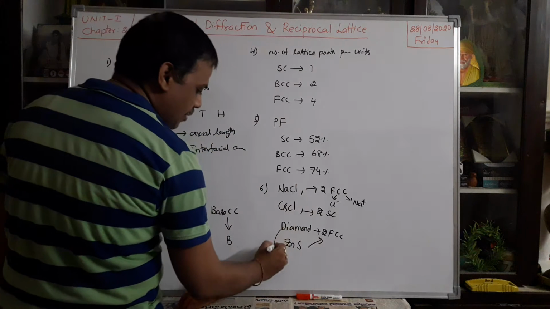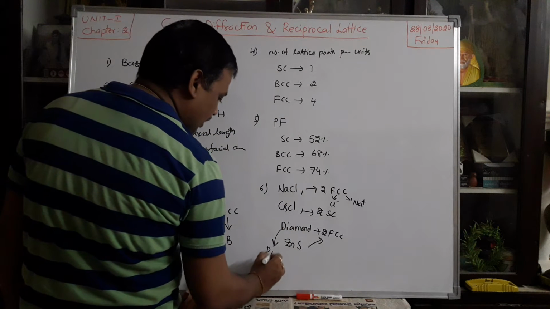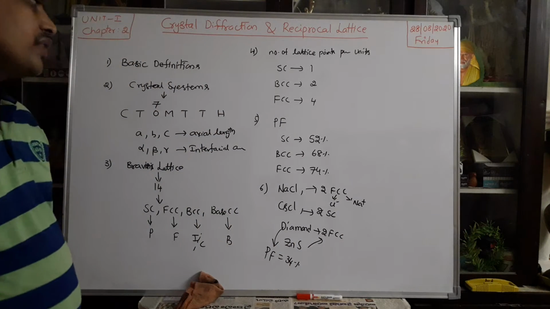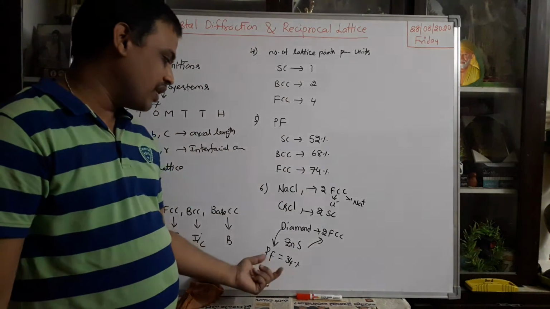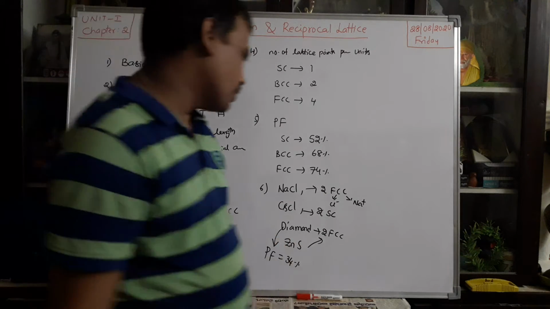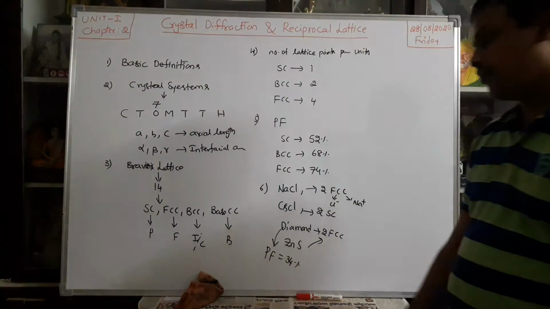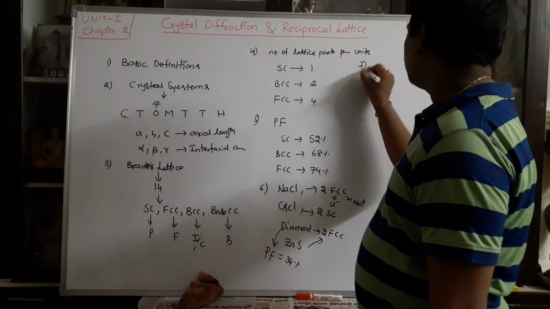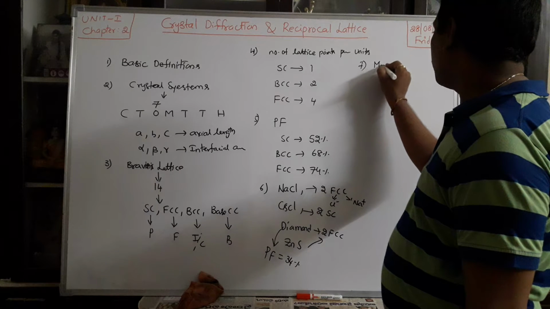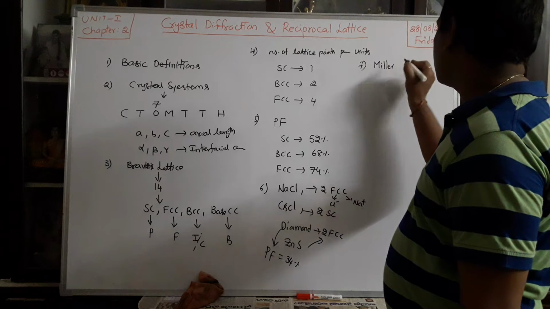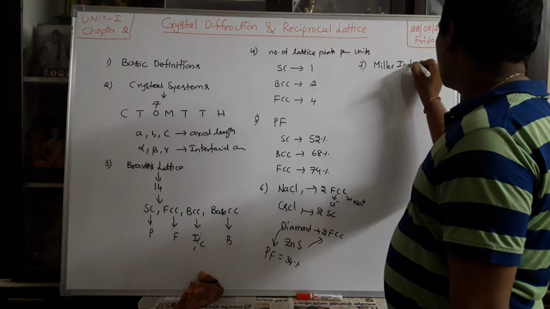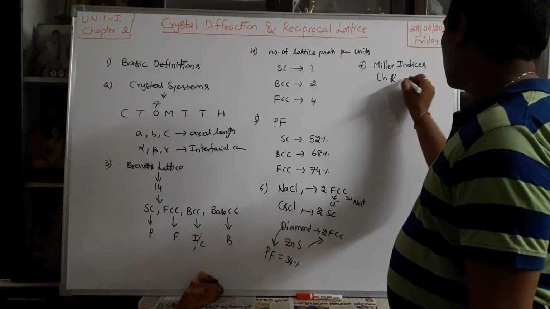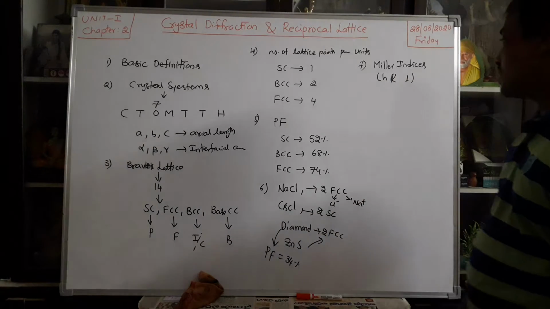Diamond has a peculiar character: the packing factor is only 34%. So out of all crystals, the weakest packing fraction is 34%. These are the structures representing different crystals. After completion of NaCl, we go to lattice planes, which can be drawn by using Miller indices. Miller indices are indicated by h, k, l. Don't write commas between them.